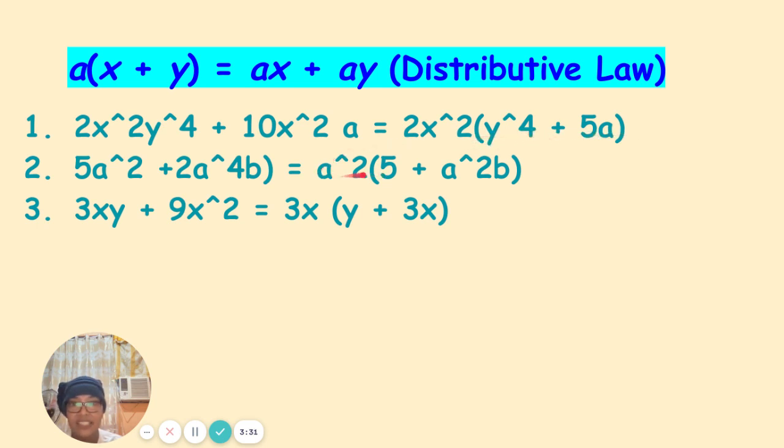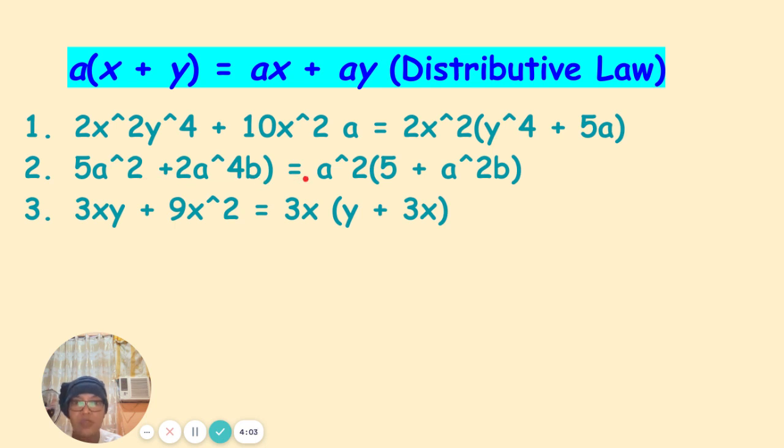Okay? Second example. I have 5a squared plus 2a plus 4b. Ano po yung common sa kanila? Okay? So, this is wrong. I should have a square here. I was not able to write it. No. It's 2a to the fourth. I'm sorry. It's 2a to the fourth. So, the given is 5a squared plus 2a to the fourth.